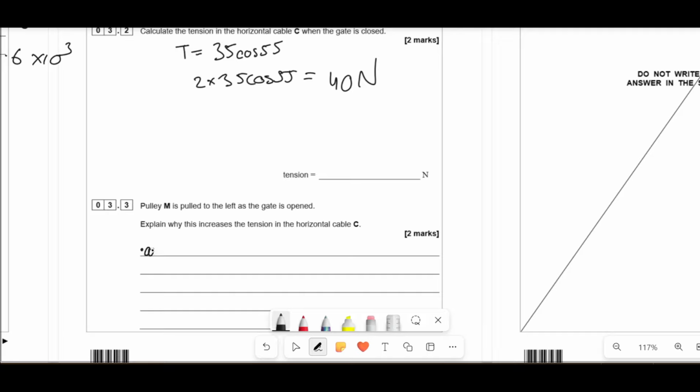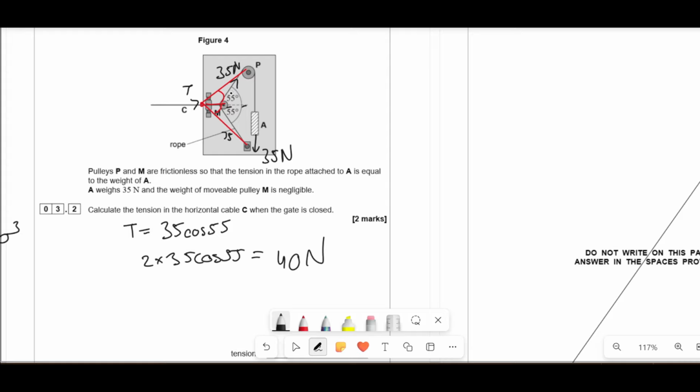So first of all, we would say that the angle with the horizontal decreases, and therefore the cos of the angle increases. You need to turn that into what that actually means. It means that the horizontal component increases, but that doesn't explain why that's actually causing it. It's just telling us the maths that's going on. So if we look at this horizontal component part, the thing that's driving the vertical and the horizontal components is that 35 newtons, which is from the weight, which is here in these tensions.